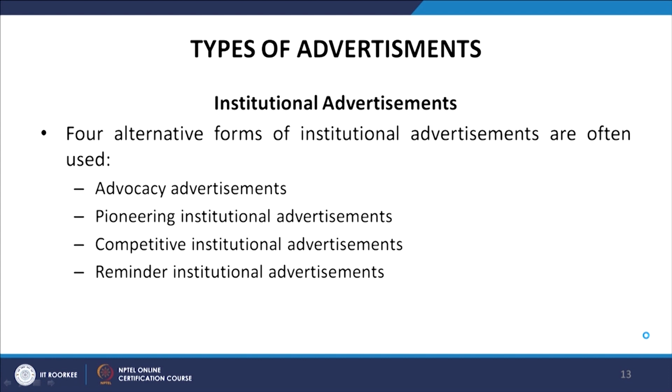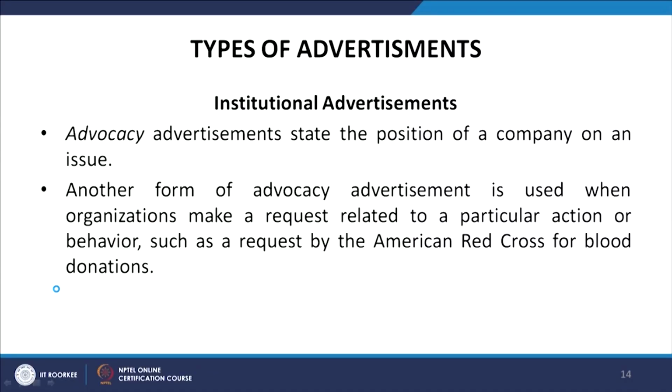Now, there are 4 alternative forms of institutional advertisements. The first of them is advocacy advertisements. The second is pioneering institutional advertisements. The third is competitive institutional advertisements. And the fourth one is reminder institutional advertisements. Advocacy advertisements state the position of a company on an issue. Another form of advocacy advertisement is used when organizations make a request related to a particular action or behavior, such as the request by the American Red Cross for blood donations.